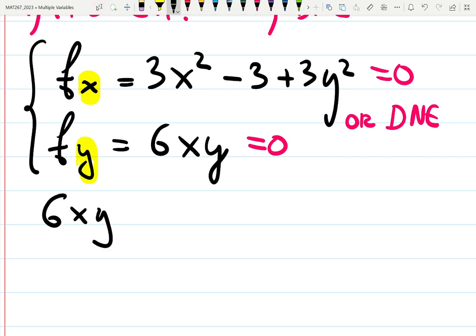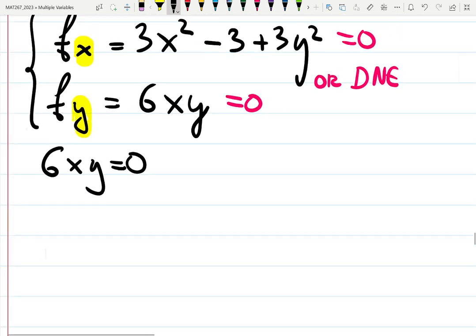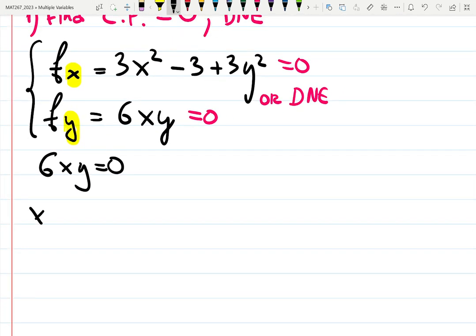Solving 6xy equals 0 gives you two options: x is 0, or y is 0. Remember, 6 is not 0.